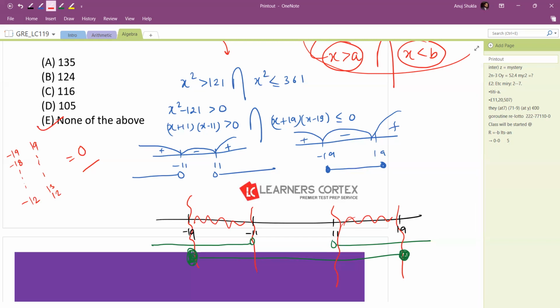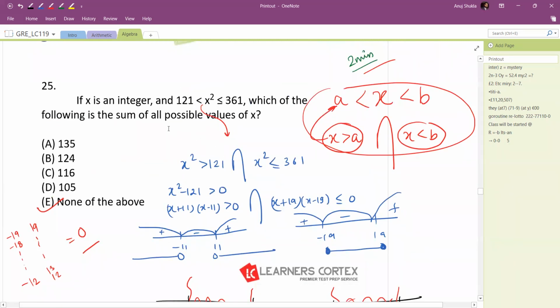Any doubt? Can you show the question once? Was there an equal to for the 361? Oh yeah, okay. Sum of all the possible values of x. Okay. So these are the possible values of x. If you add them, you will get 0.